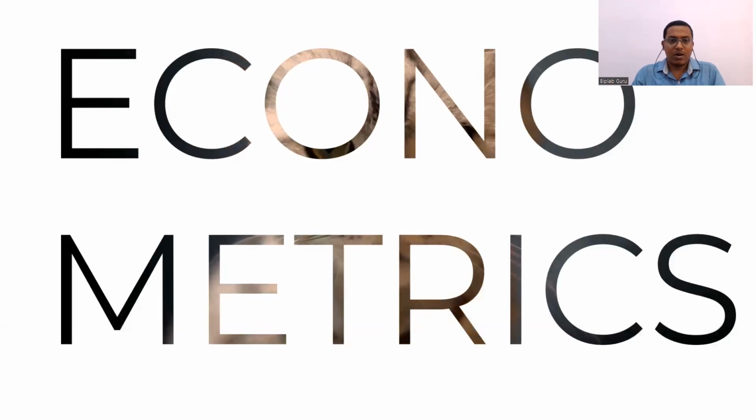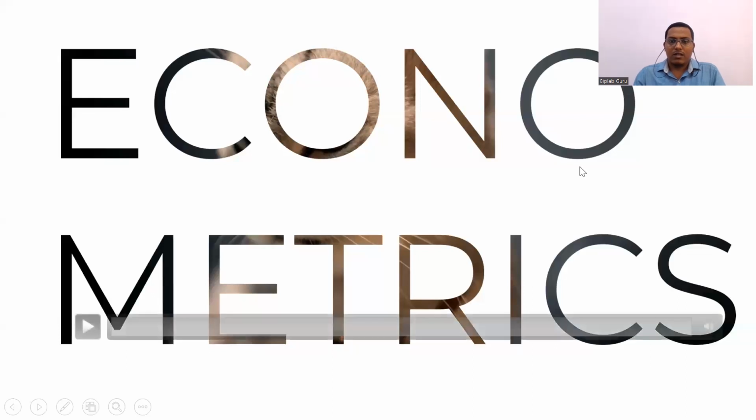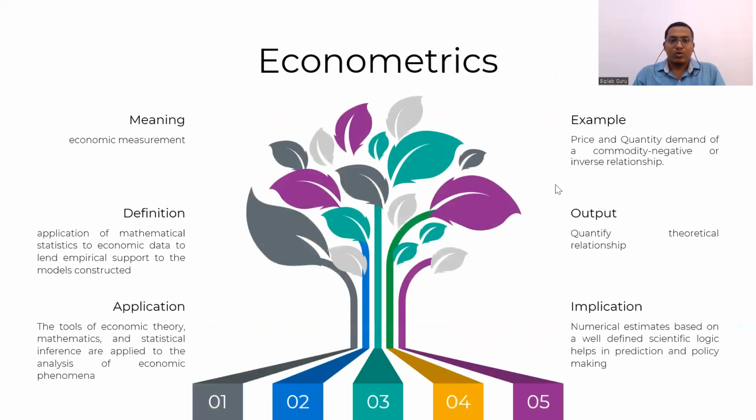Today we will be discussing the basics of econometrics. By the word econometrics, we mean the measurement of economic variables with the help of statistical and mathematical methods. So, if you ask somebody what you mean by econometrics, it usually means economic measurement, or measurement of economic relationships with the help of statistical tools.